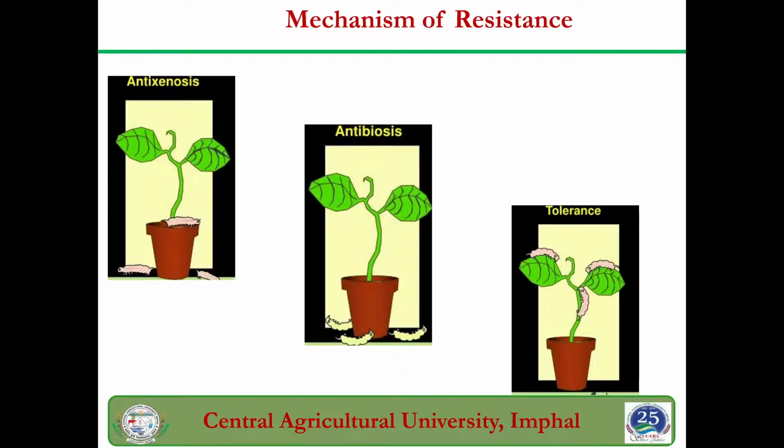Then last is tolerance. Sometimes an insect attacks the plant, but there is no impact on the yield of the plant or the crop. So this is also important. These are the three major mechanisms, and that's why we require this resistance.